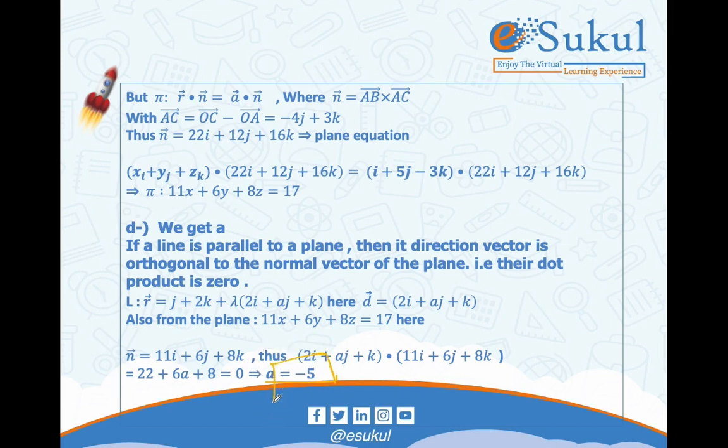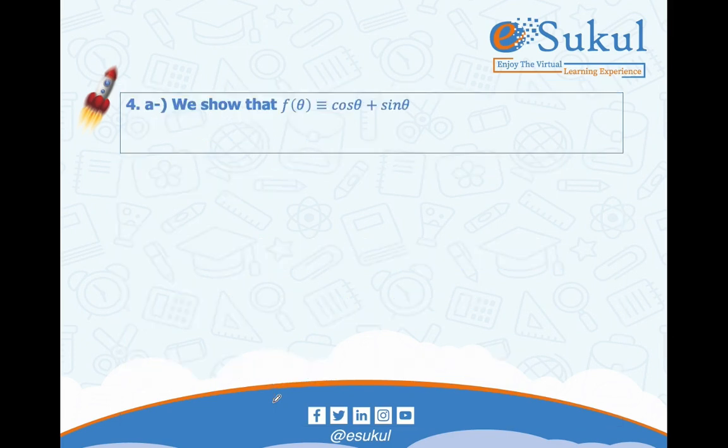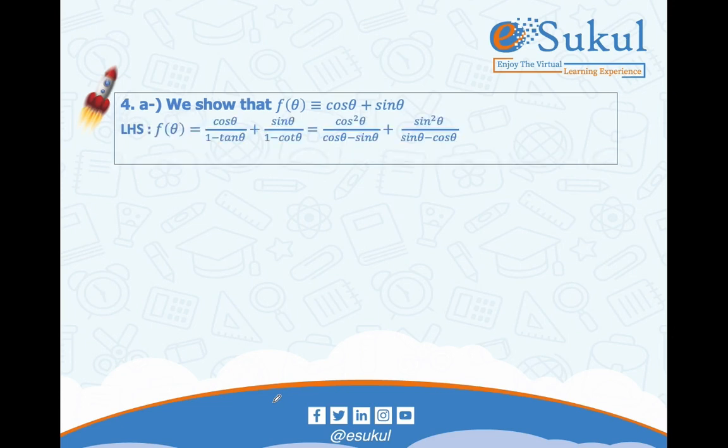In question 4, we have trigonometry, where we have as a task to show that f of theta is equivalent to cos theta plus sin theta. Here we use basic identities of trigonometry on our original equation, where we can decompose tan theta as sin theta on cos theta, and cot theta as cos theta on sin theta.